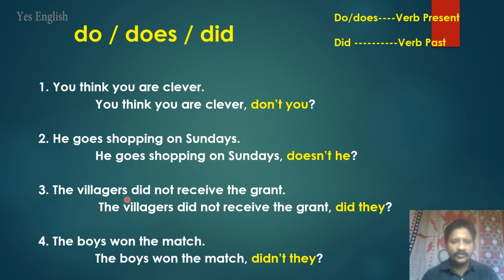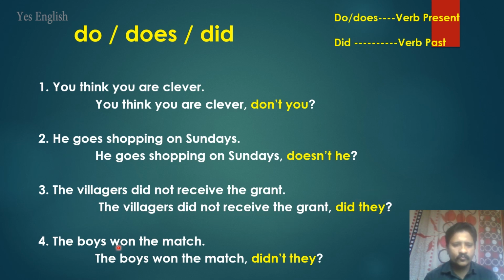The villagers did not receive the grant. So here you can see the primary auxiliary verb, which is repeated, did, and you can also see the sentence to be a negative sentence, so a positive tag is used. And then instead of the villagers, we use a plural pronoun, that's they.